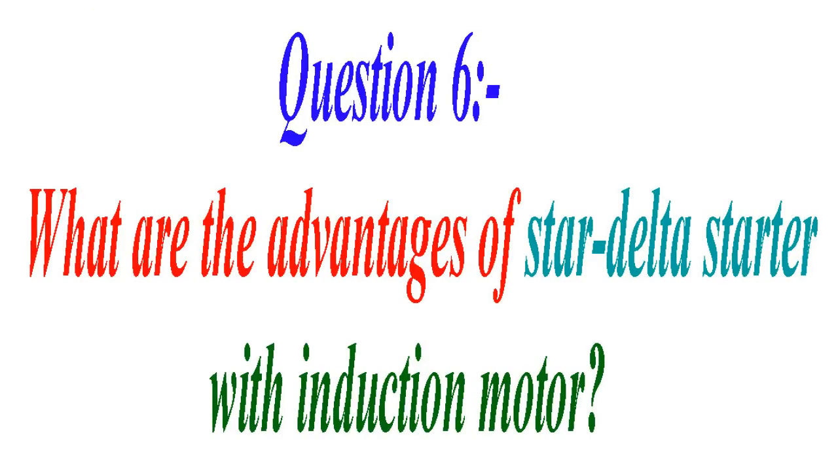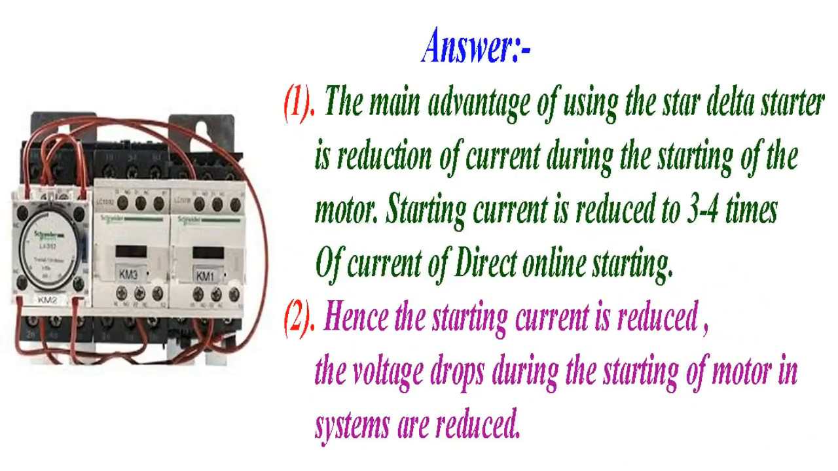What are the advantages of a star-delta starter with induction motor? First, the main advantage of using the star-delta starter is reduction of current during the starting of the motor. Starting current is reduced to one third of the current of the direct online starting system. Second, as the starting current is reduced, the voltage drops during the starting of the motor in the system are reduced.